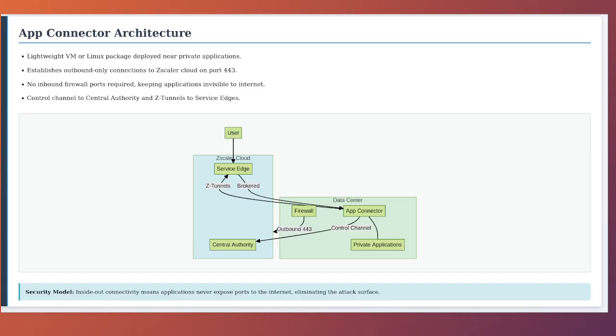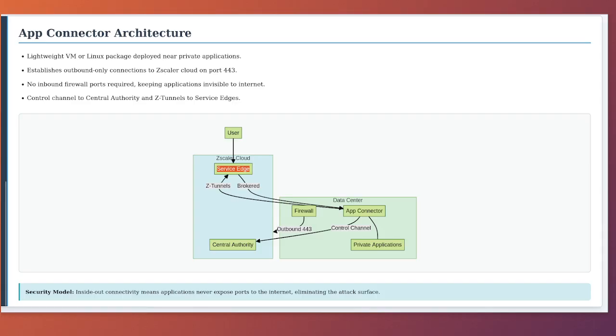When an app connector starts up, it uses a provisioning key to authenticate with the Zscaler cloud. This key is generated in the ZPA admin portal and embedded in the connector during deployment. Once authenticated, the connector establishes a persistent control channel with the ZPA central authority. This channel is used for configuration updates, health monitoring, and connection signaling. The connector also establishes data tunnels called Z-tunnels to ZPA service edges. These tunnels carry the actual application traffic. When a user requests access to an application, the service edge signals the appropriate app connector through the control channel.